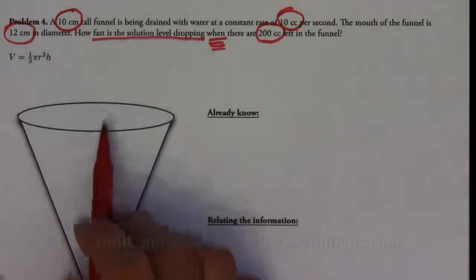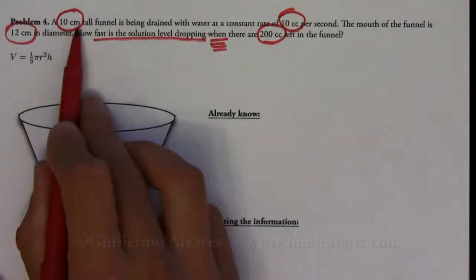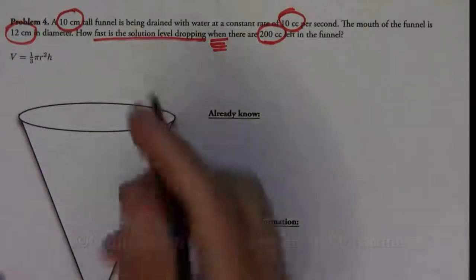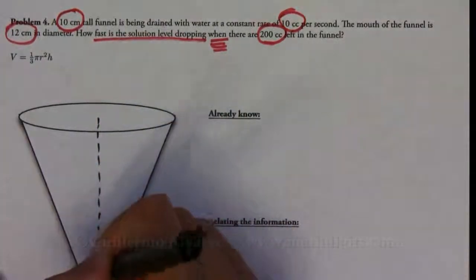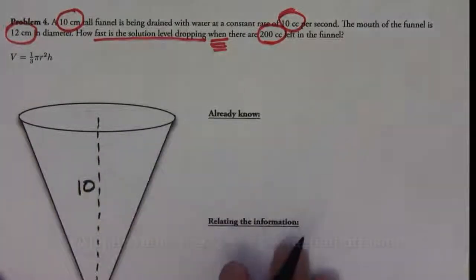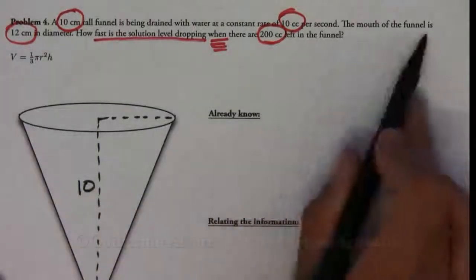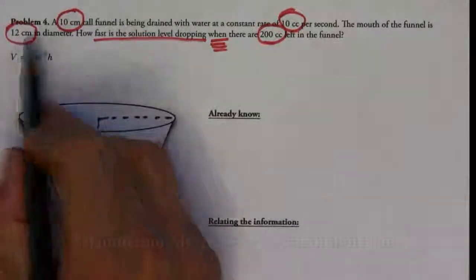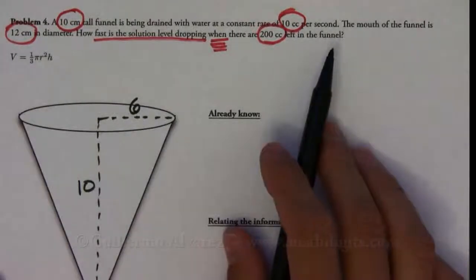Okay, so let me label the constants on the picture that I already have here. It says that the funnel is 10 centimeters tall, so that's going to be constant. So I can label that on the cone already. This is going to be 10. And it says that the mouth of the funnel is 12 centimeters in diameter. That's also constant, so if the diameter is 12, then the radius is 6. And notice they're both centimeters.